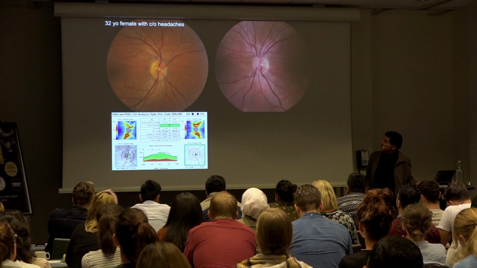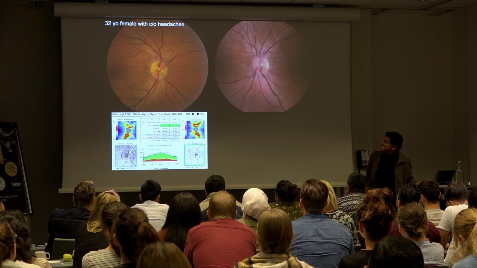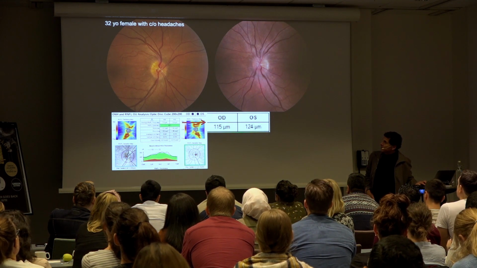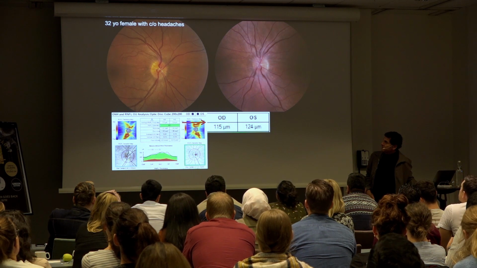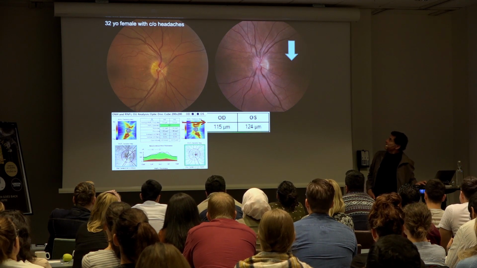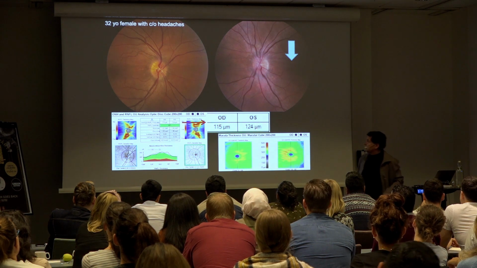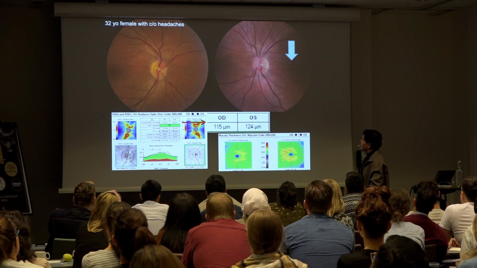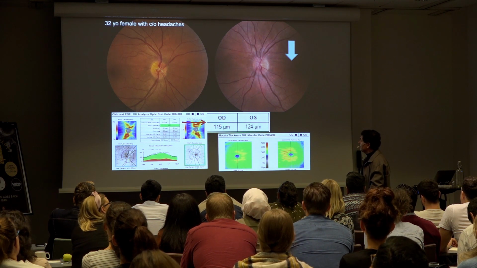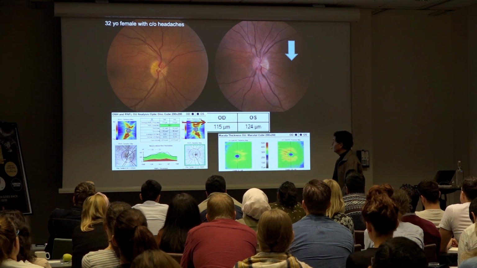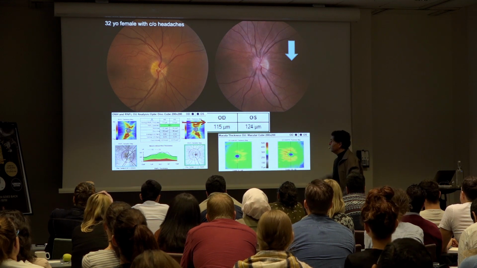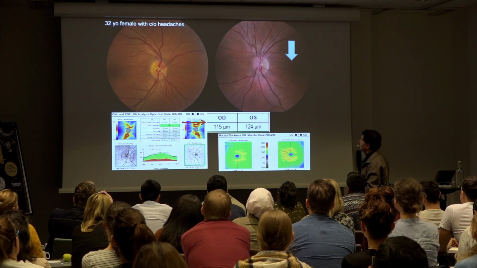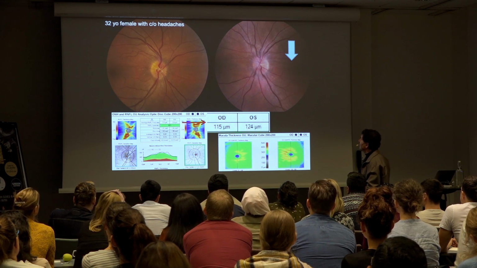Okay, here's a 32-year-old with headaches. Nerve fiber layer is maybe a little bit thicker than normal. But here's another clue that this is papilledema. So here's the total macular thickness. And there's some clues here that this might be papilledema versus pseudopapilledema.